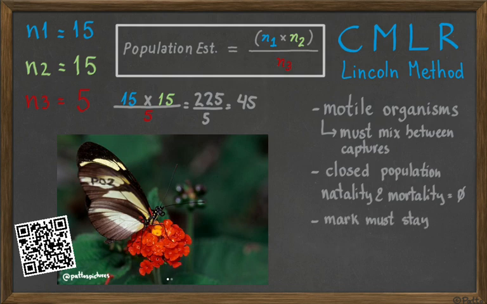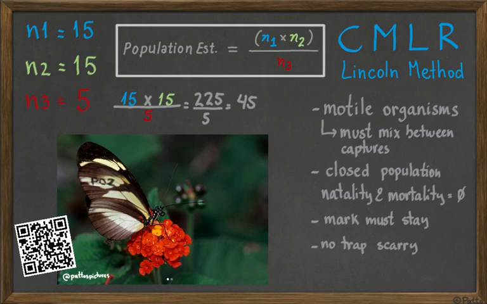Okay, the mark must stay. Of course, if you mark an animal, the mark goes away, and then you capture it again, and you assume that animal wasn't captured before, then you are going to have a problem. You are actually going to be overestimating your population because you're going to be dividing by a smaller number. Not good. You also shouldn't have trap scary animals, or at least not much trap scary.